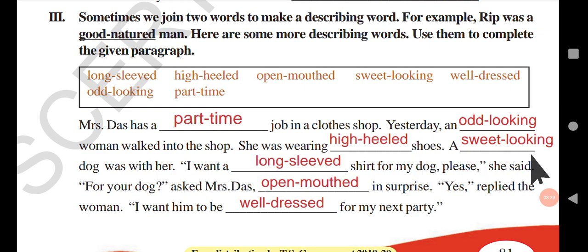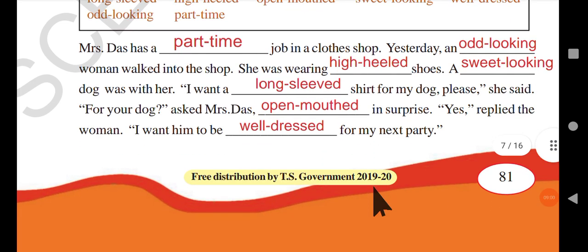Next, a dash dog with her. We have to go with the compound adjective, where one option is sweet looking, another one is long sleeved. Long sleeved dog we cannot say. Next, open mouth dog maybe, well dressed dog cannot be there. So only dogs can be sweet looking. We can go with the fourth word here. Next, a sweet looking dog was with her.